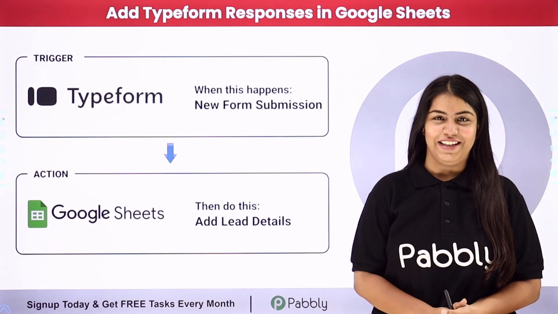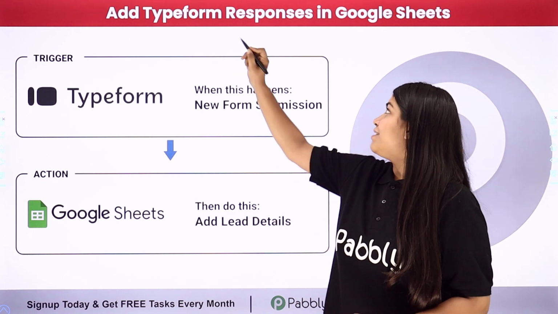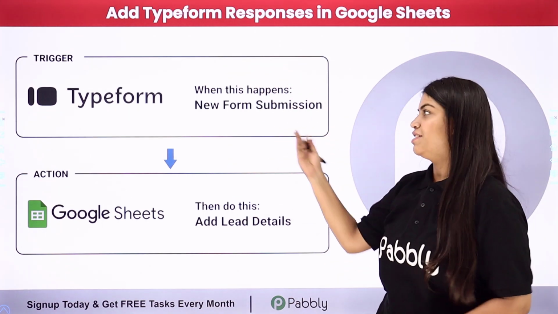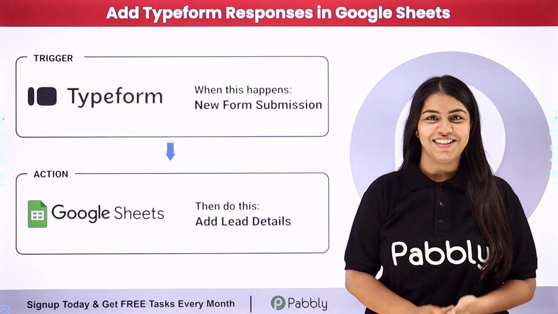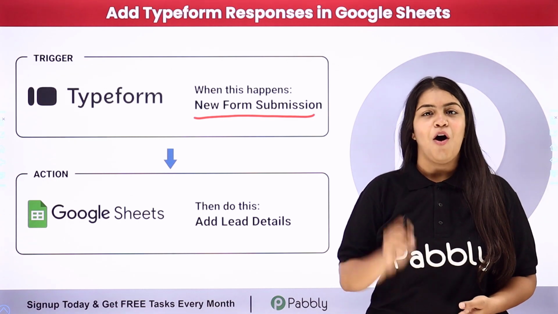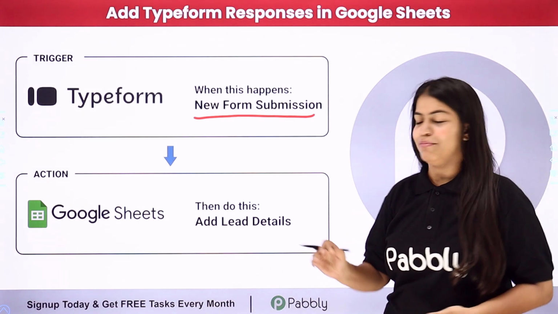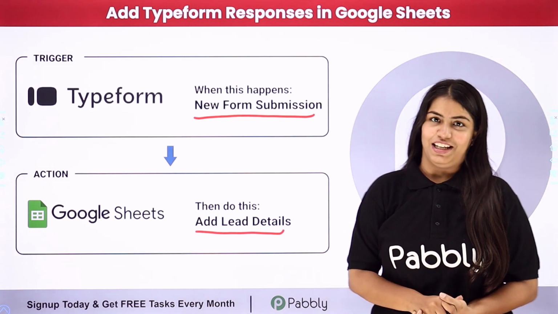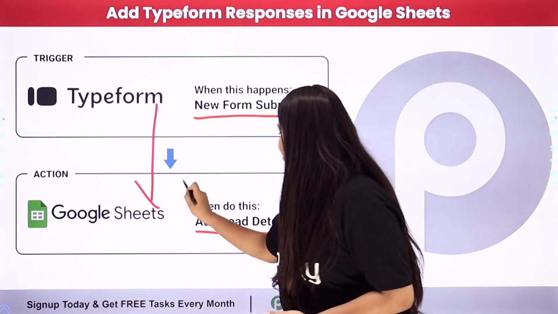The title of our today's video is how to add Typeform responses in Google Sheets. So I'm running a business and I'm using Typeform as my form builder application, and I wish that as soon as a new form is submitted in my Typeform account, automatically the details of that submission should be added to my Google Sheets too. For this, we are going to create a connection between Typeform and Google Sheets.